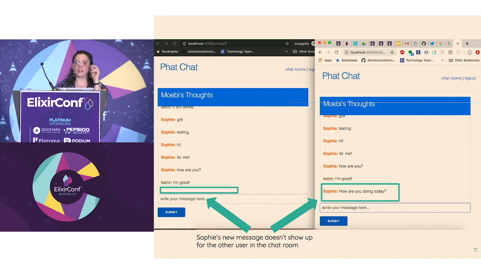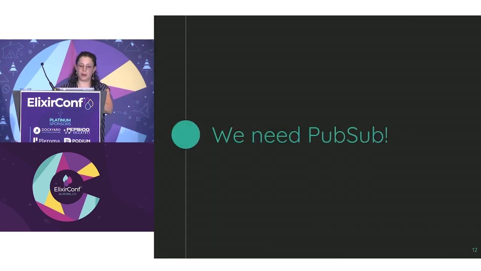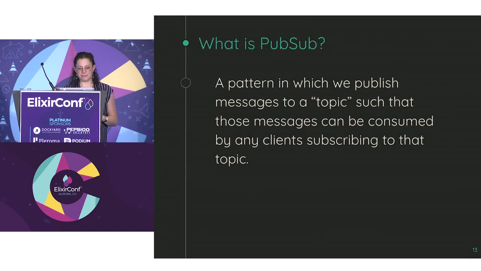So we need a way to ensure that the other LiveView processes representing the other users in the chat room can become aware of these new messages and can update their own templates accordingly. So in other words, we need PubSub. And this might be the first point in time when reaching for Phoenix channels might feel like the move, but wouldn't it be nice if we could get our existing LiveView to just broadcast updates to all of the other LiveView users? And we can use Phoenix PubSub to do exactly that.